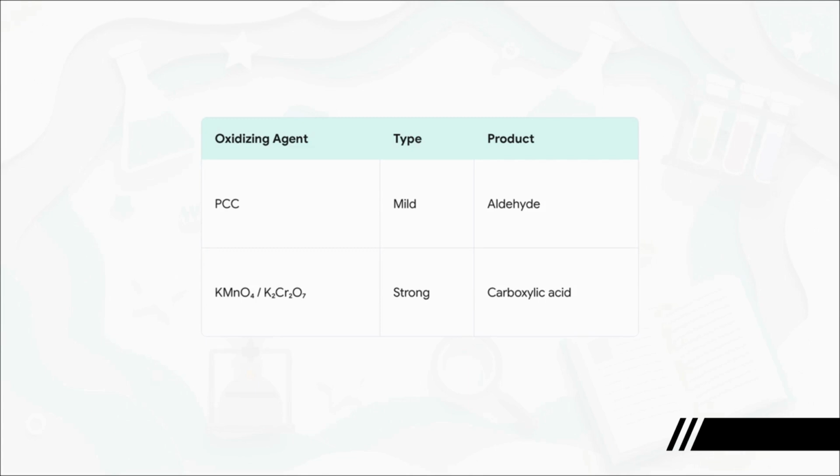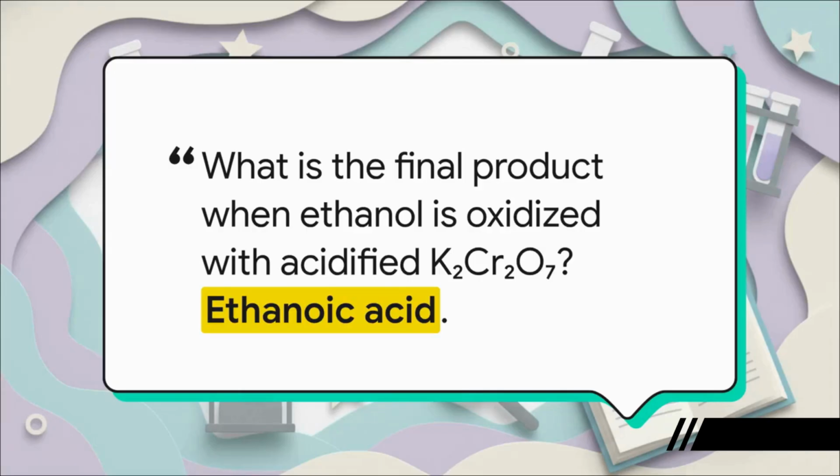If you use a mild one, like PCC, the reaction is gentle. It stops at the aldehyde. But if you use a powerful, strong agent like KMnO₄, it doesn't stop. It pushes the reaction all the way to the carboxylic acid. This one distinction is everything. So let's try it out.